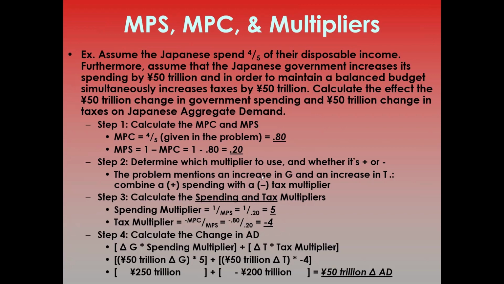So there's an increase in government spending and an increase in taxes. So we combine a positive spending multiplier with a negative tax multiplier. So in this case, we do 1 divided by the MPS of 0.2 equals 5 for the spending multiplier. And then the tax multiplier, we would do negative MPC divided by MPS, and we would just get negative 0.8 divided by 0.2 equals negative 4. And then we would do the change in government spending times the spending multiplier plus the change in taxes times the tax multiplier. And then we add them together.